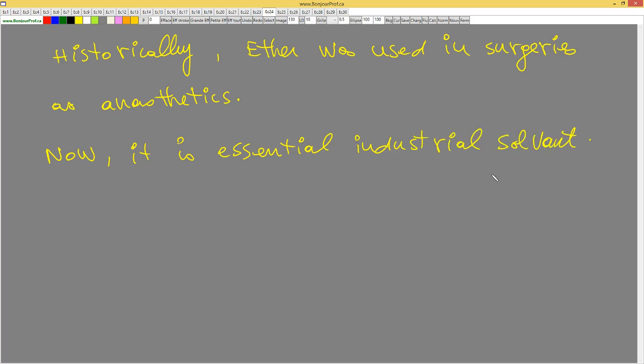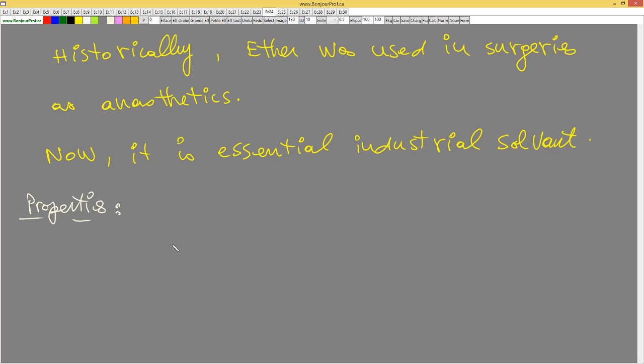This is for the ethers. The properties of the ethers: they are polar. They become less soluble as the size of the alkyl group increases. And we have some comparison.